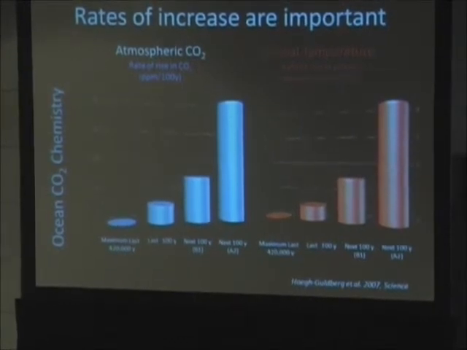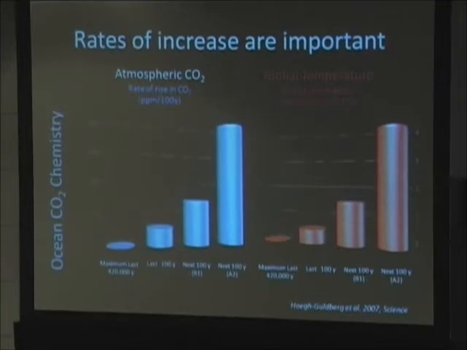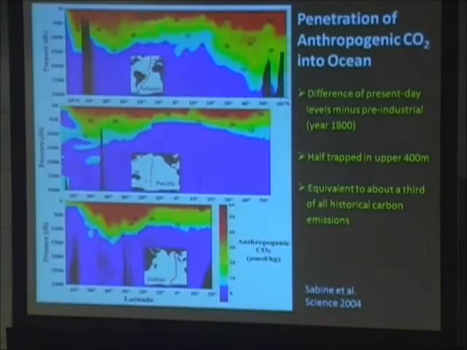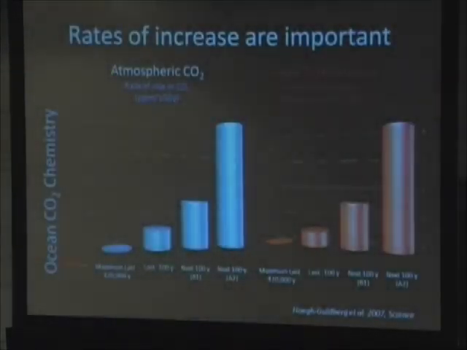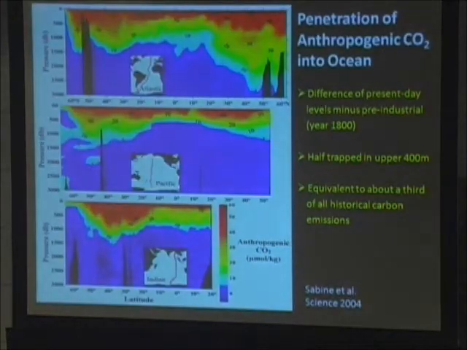But the rates of increase are important here, and you can see on the blue side of the graph, in the last 420,000 years, there's been very little increase in atmospheric CO2. There's been quite a lot in the last 100 years, but we're poised in the next 100 years to see a huge increase in CO2 based on the projections. And what this increase means for ocean pH is roughly in the neighborhood of a 0.3 to 0.4 pH unit drop, which is roughly a 100 to 150% increase in acidity. This is a huge amount. So where's it going?